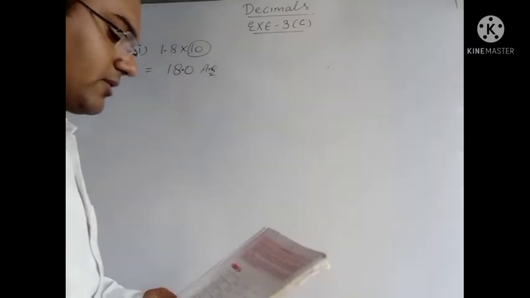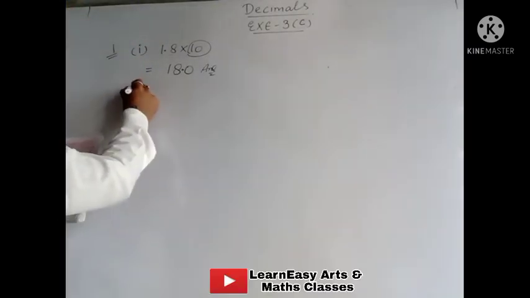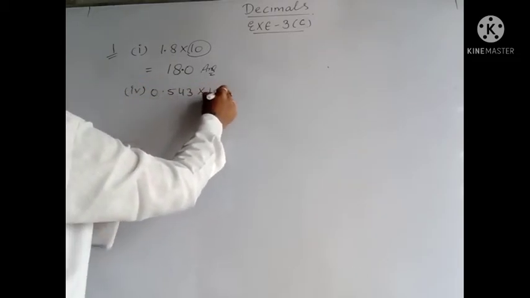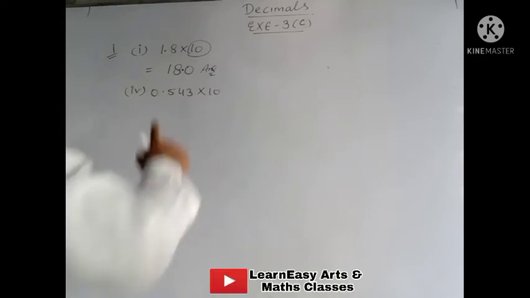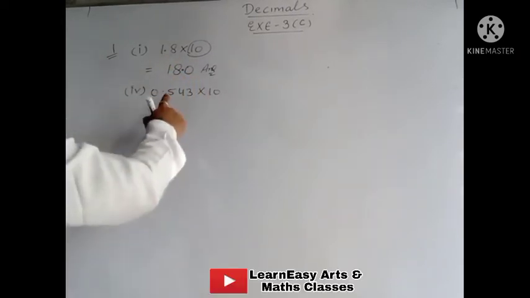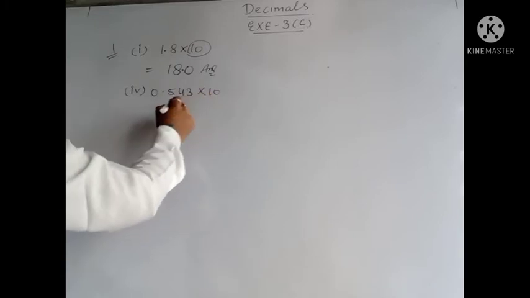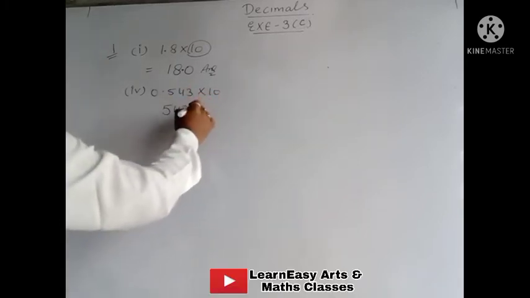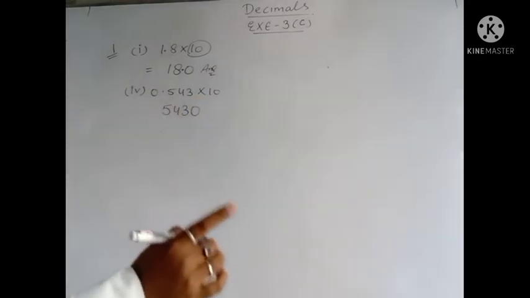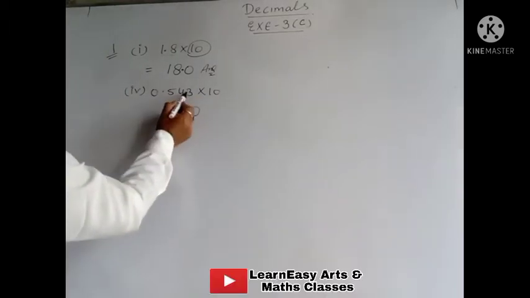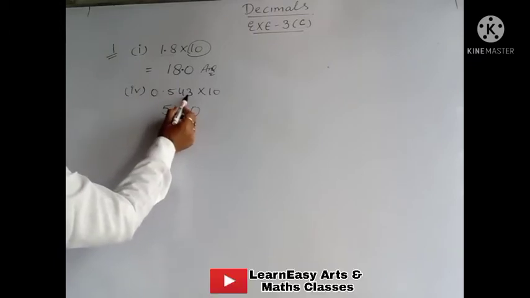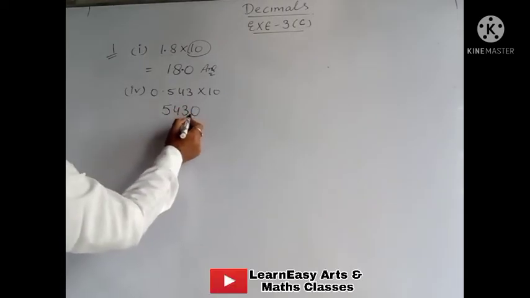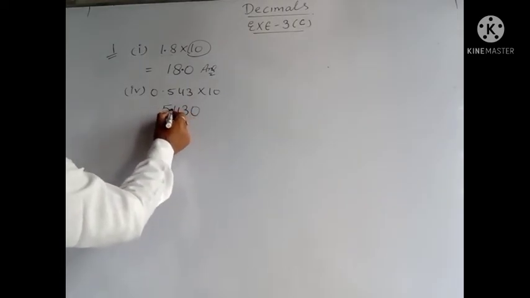Now see part number 4th. 0.543 multiply 10. So same work as we have done here. What you have to do? First of all, 543 multiply with 1 we will do. So answer will be 543. Now this last 0 we will write at last. Now we have to count the point. This point is coming before 1, 2, 3. Before 3 digit this point is coming. So in the answer also 1, 2, 3. Before 3 digit we will put the point.